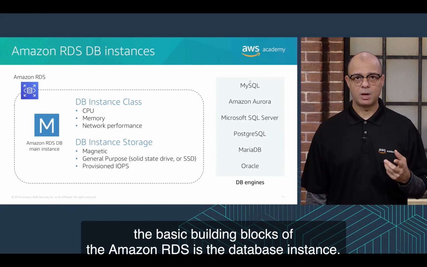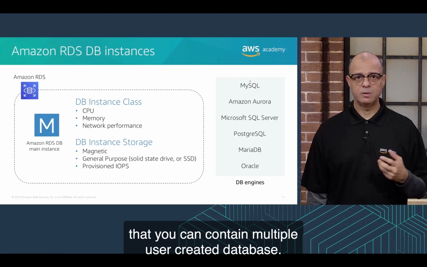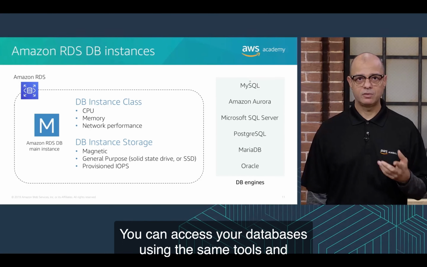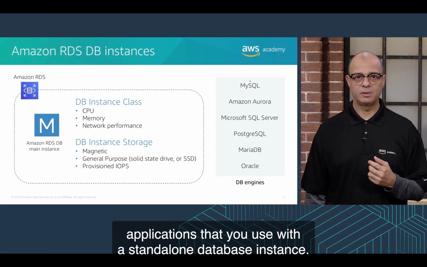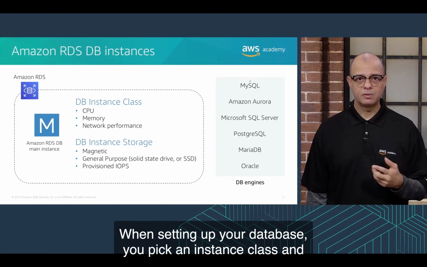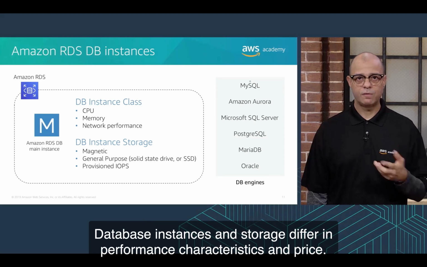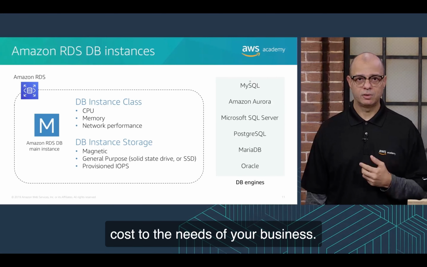The basic building block of Amazon RDS is the database instance. A database instance is an isolated database environment that can contain multiple user-created databases. You can access your databases using the same tools and applications that you use with a standalone database instance. When setting up your database, you pick an instance class and the type of storage you need for your database. Database instances and storage differ in performance characteristics and price. This enables you to customize your performance and cost to the needs of your business.